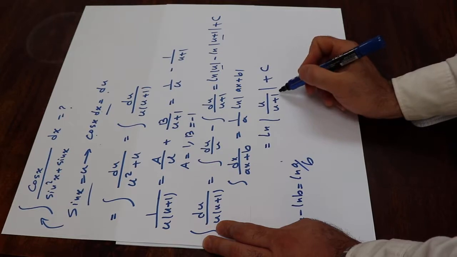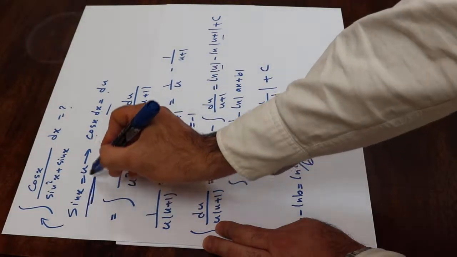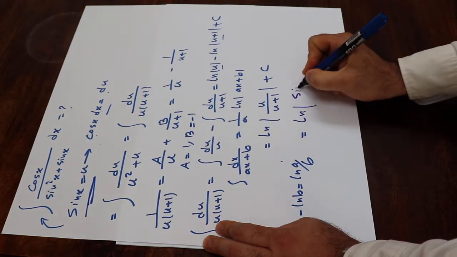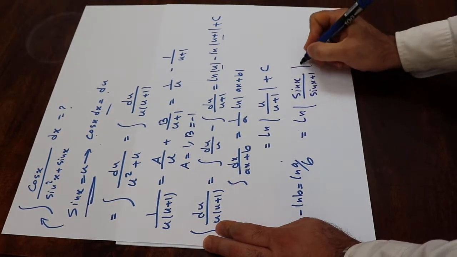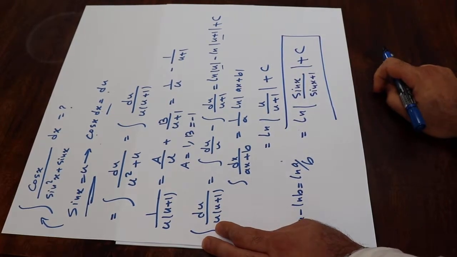So here all you need to do is to substitute this parameter u with the definition of u, which was sine x. Therefore this one will be equal to ln sine x divided by sine x plus 1 plus c, which is the constant of the integral. And that is the solution to our integral.